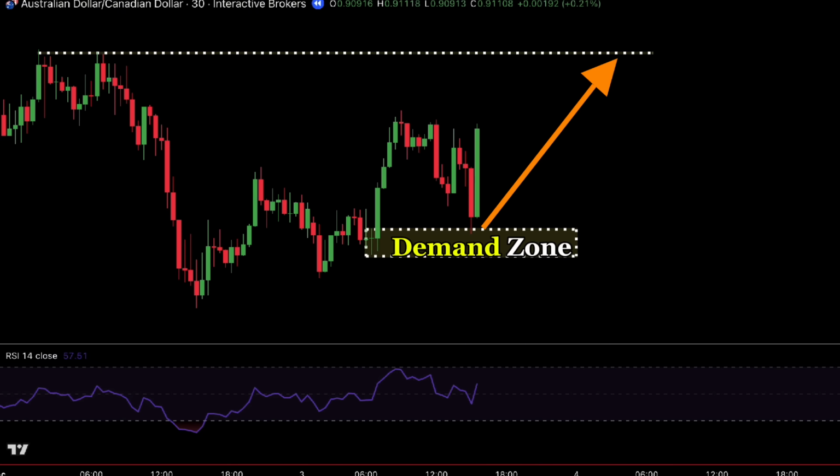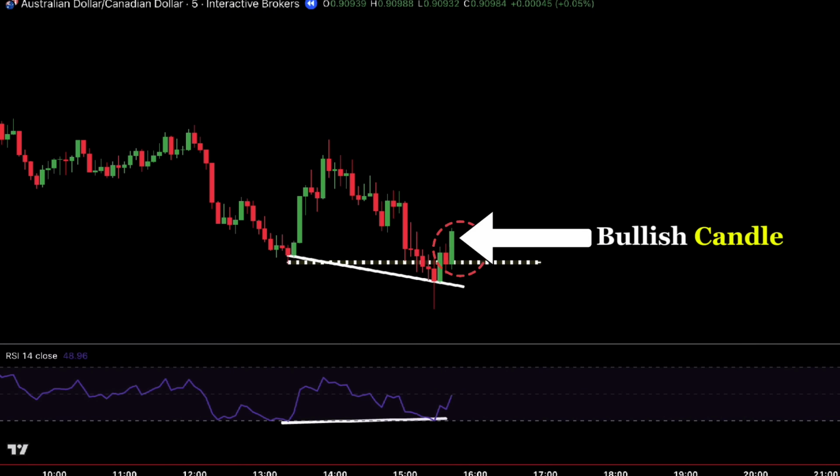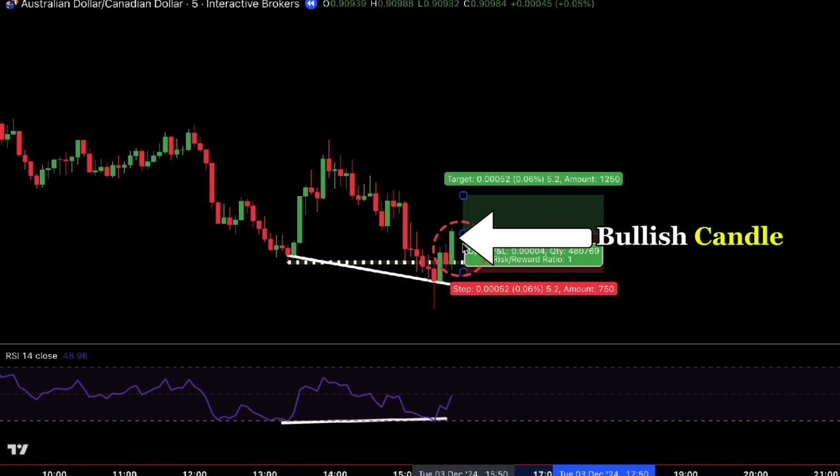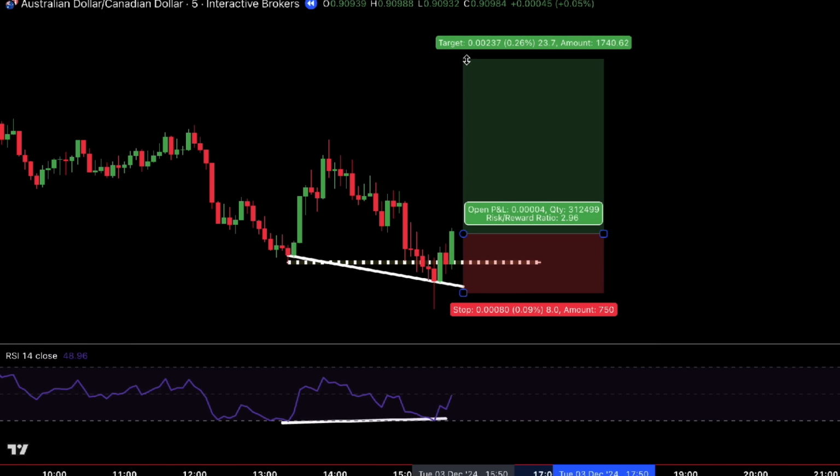After confirming the higher time frame trend, we return to the 5-minute chart. The candle that closes above this level confirms that the liquidity sweep is complete, and that's our confirmation signal to enter the trade. Now we can safely execute the trade. Entry, right after the bullish candle closes. Stop loss, just below the level. Take profit, next resistance level, or a 1-to-3 risk to reward ratio.